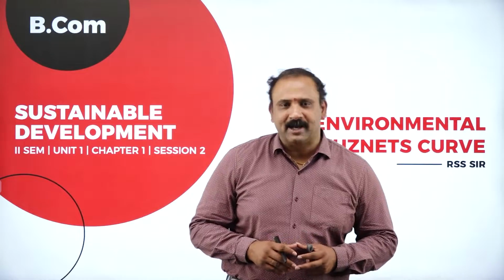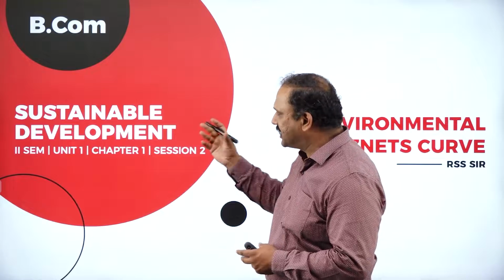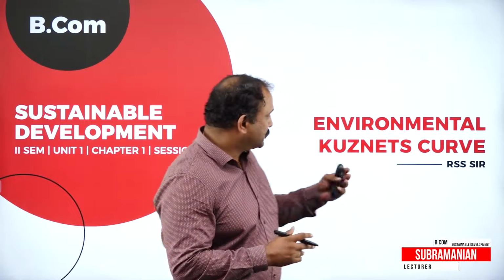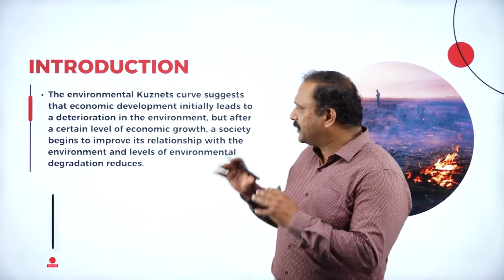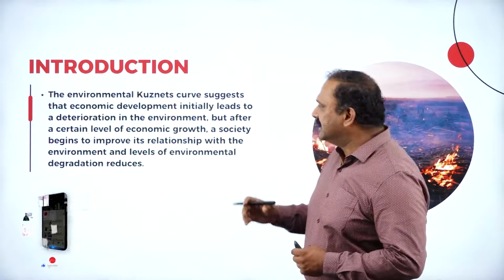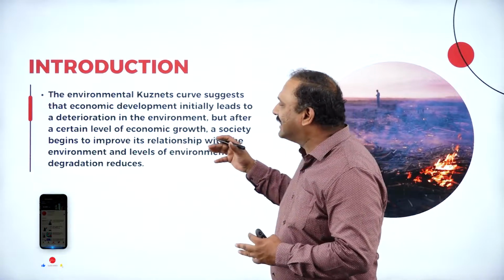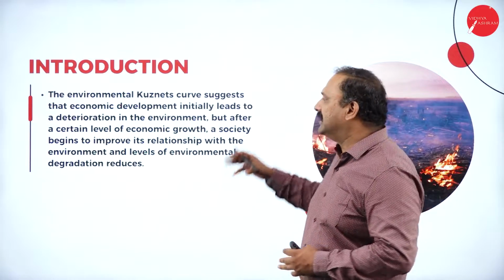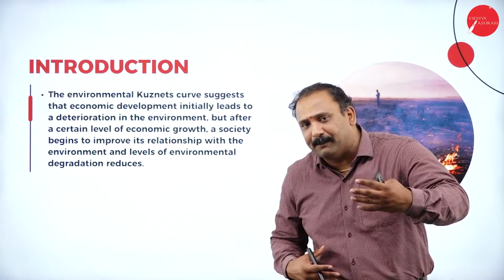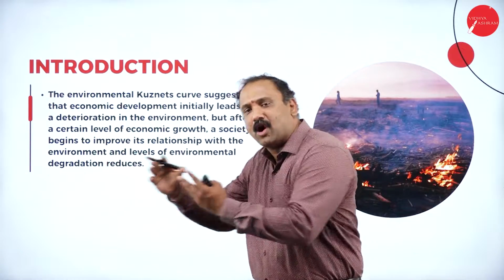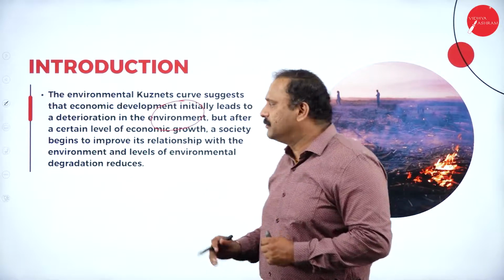Good morning and welcome to the second session in Chapter 1, Unit 1 in second semester, Sustainable Development in BCom, where we are going to talk about the environmental Kuznets curve. Now, this is a very important topic. Why? Because the environmental Kuznets curve suggests that there is an economic development that initially leads to the deterioration in the environment, as we were speaking about economic development on one side and deterioration on the other side. Yes, they are linked, and that was actually given by an economist named Kuznets.